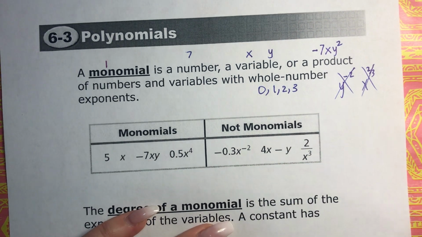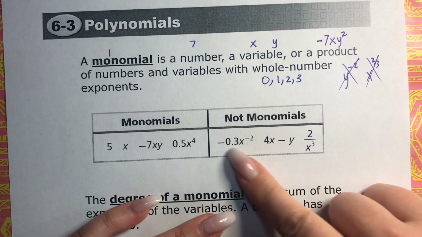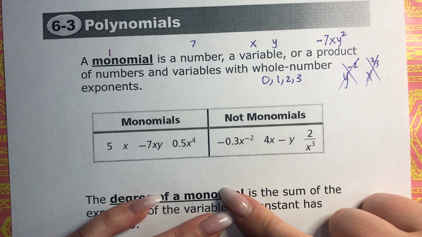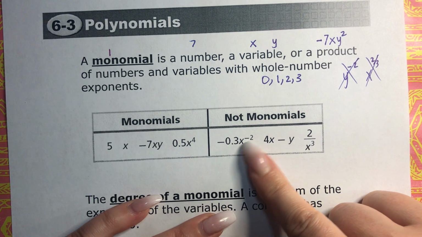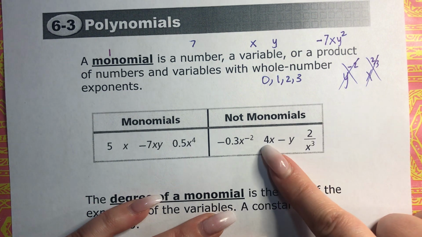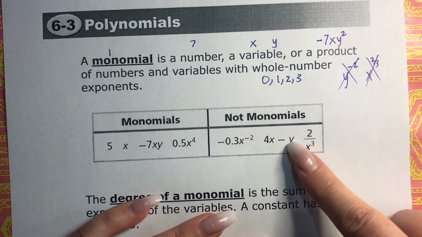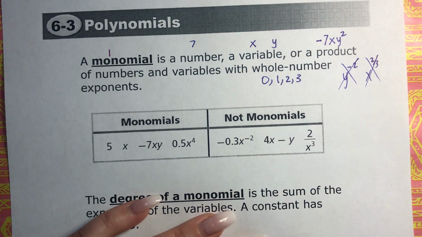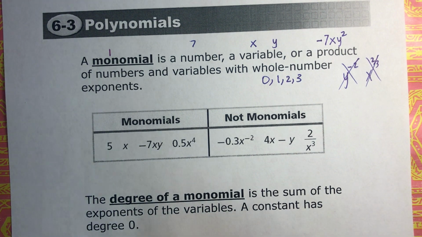Some things that are not monomials, right here. Why is this not a monomial? Well, it's because there's a negative in the exponent. That's why this is not a monomial. What about this, 4x minus y? Okay, we're looking at that whole thing, right?